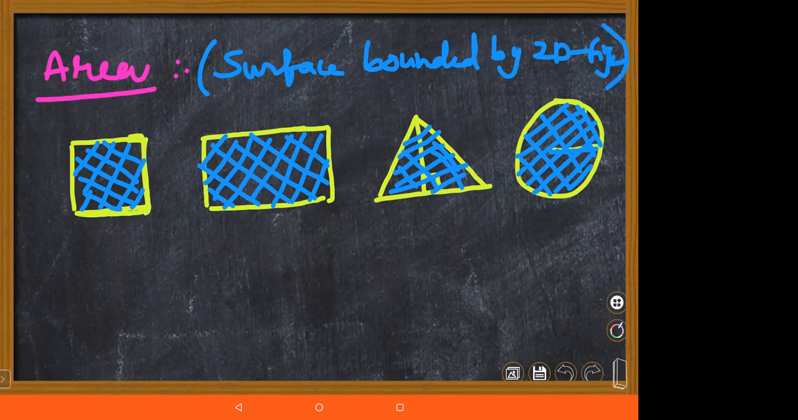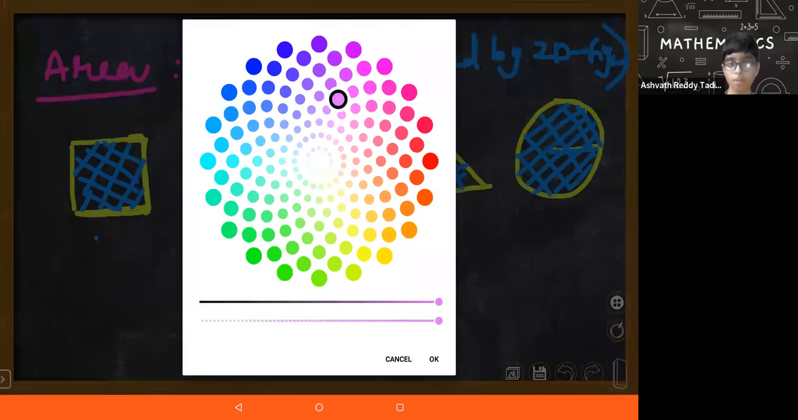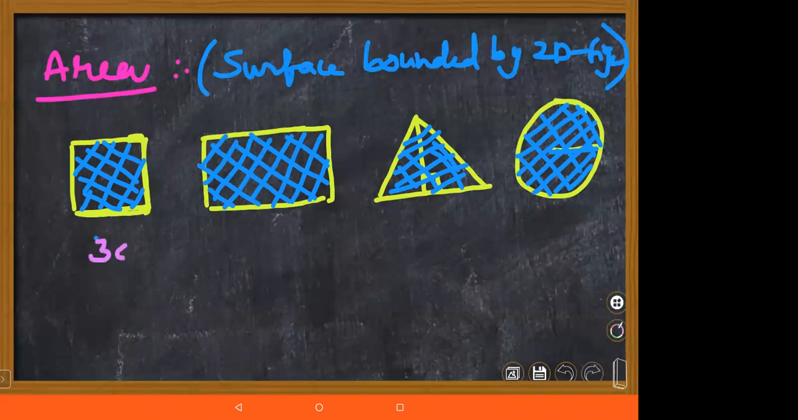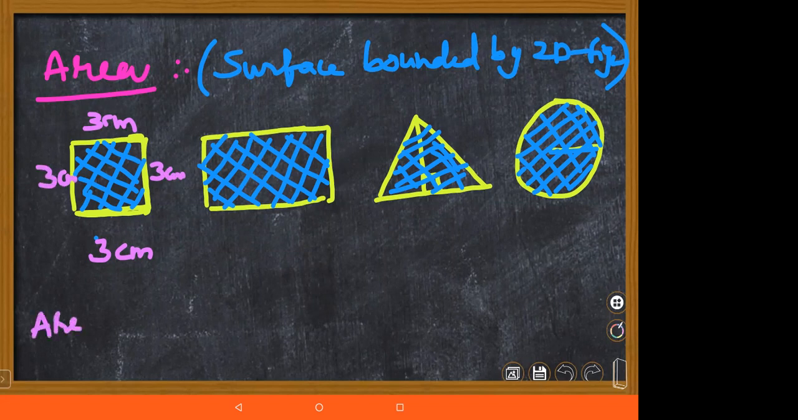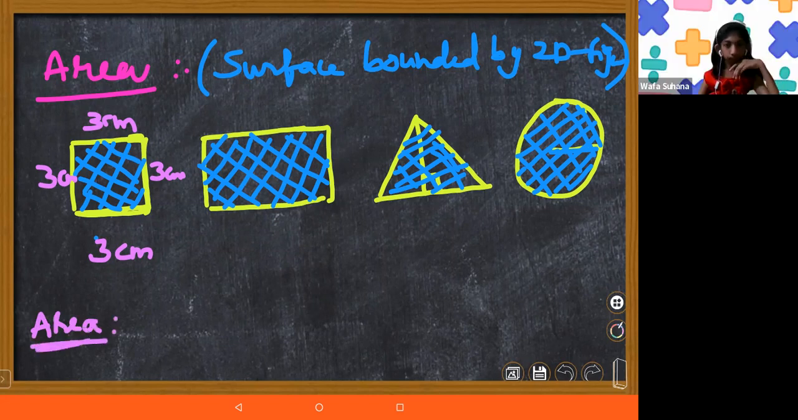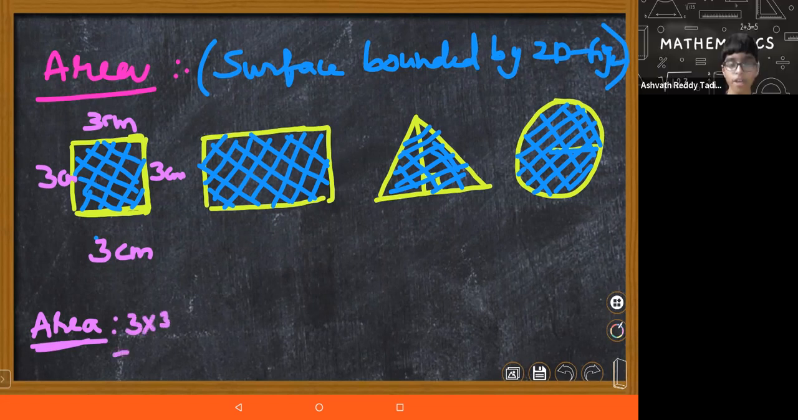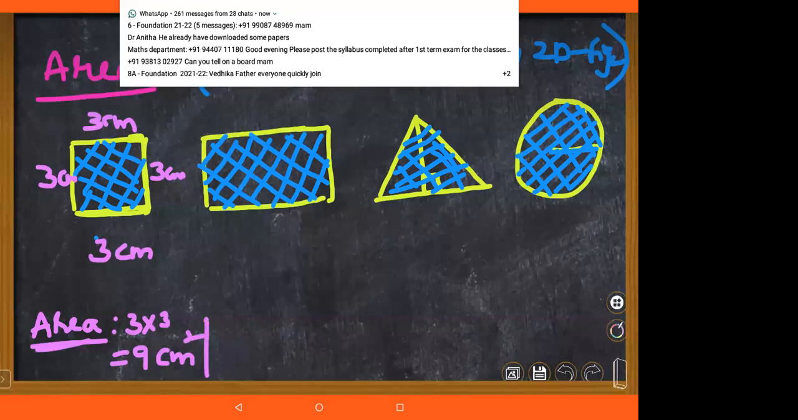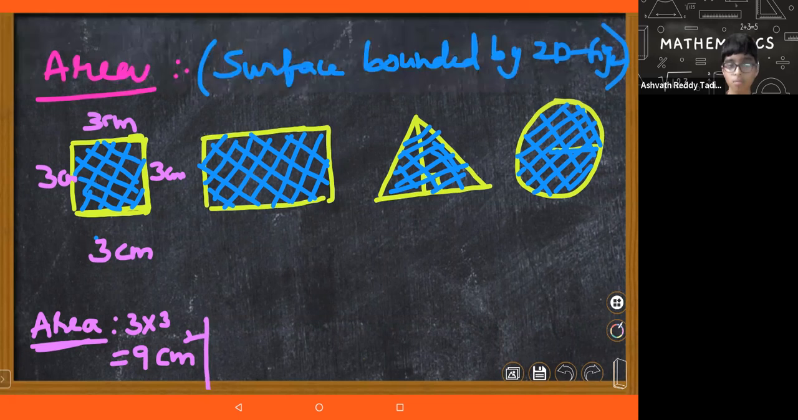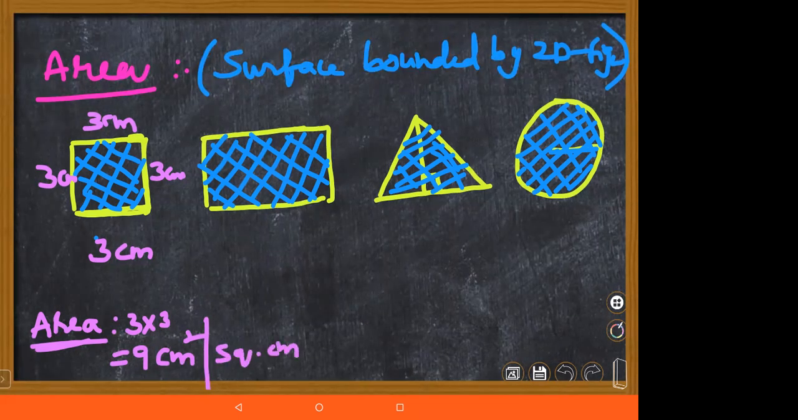Of course, first I'm taking the length as, any best example we will take, children, 3 centimeters. So all sides are equal here because it's a square shape. Here area is nothing but length multiplied with breadth, children. Area is nothing but side times side, which is 9 centimeter square. Very good. We can write it as centimeter square, or 9 square centimeters. Very important, children.